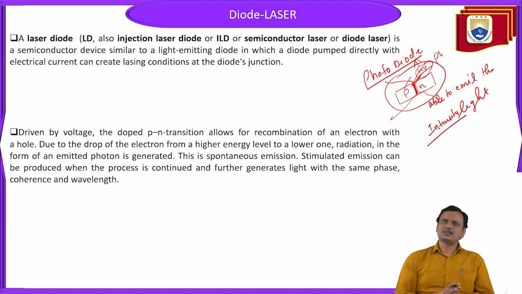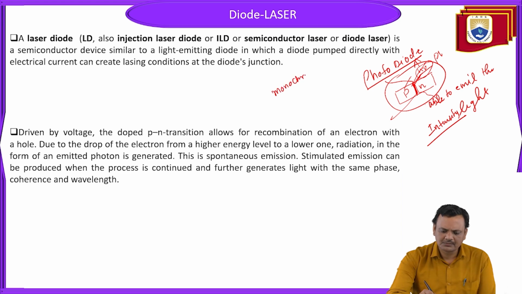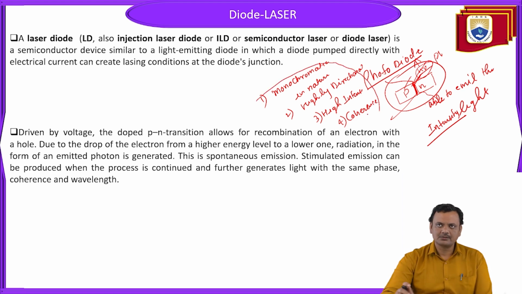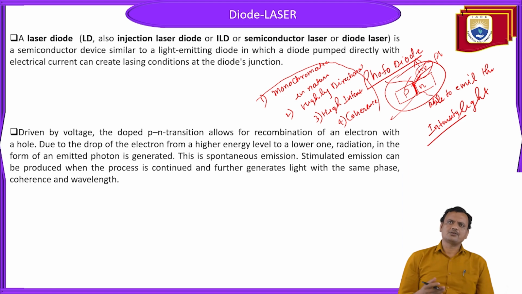So that's why it is written that it is very similar to a photodiode. But what is the difference? Whatever light is generated by this device will follow the laser characteristics. What are the laser characteristics? It should be monochromatic in nature, highly directional, high intensity, and it should be coherent. So generation of light will be initiated like a photodiode, but that light will follow such characteristics. Then you can say it is laser light.